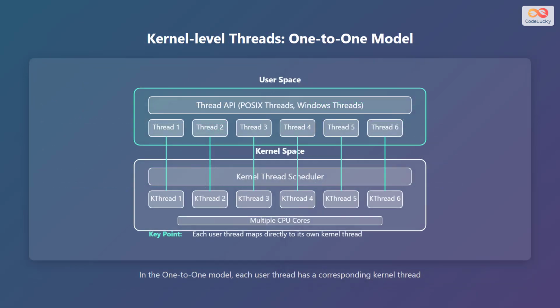This diagram shows the one-to-one model of kernel-level threads. In the user space, a thread API such as POSIX threads or Windows threads manages the user threads. Each user thread maps directly to a corresponding kernel thread in the kernel space. The kernel thread scheduler manages these kernel threads. Multiple CPU cores can be utilized. So here's the key point. Each user thread maps directly to its own kernel thread.